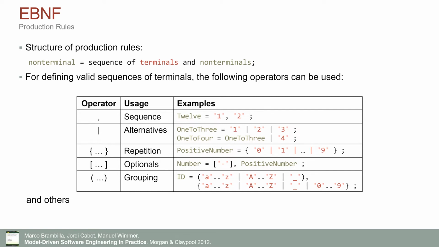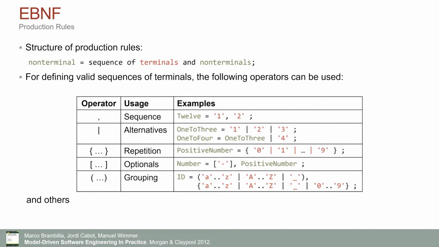So the production rules can be defined by the equation that a non-terminal equals a sequence of terminals and non-terminals, and then we have some production rules to replace the non-terminals by terminals in a subsequent step. We will come to that example in just a few slides. For defining valid sequences of terminals, the following operators can then be used.